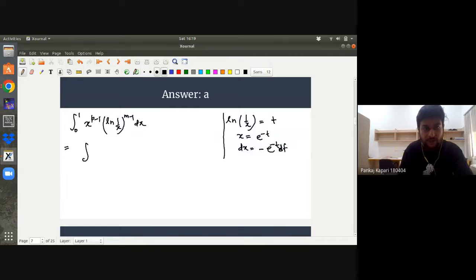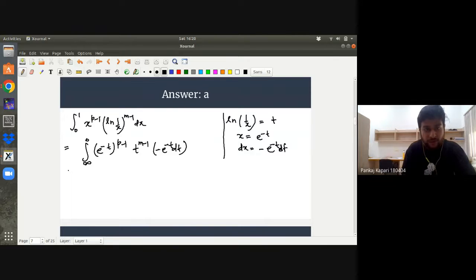Now note that when x becomes 0, this limit will become infinity. When x becomes 1, ln of 1 is 0, so this is infinity to 0. Now instead of x, we'll put e to the power minus t, so e to the power minus t to the power p minus 1, and ln of 1 by x we have taken as t, so t to the power m minus 1. What is dx? It's negative of e to the power minus t dt.